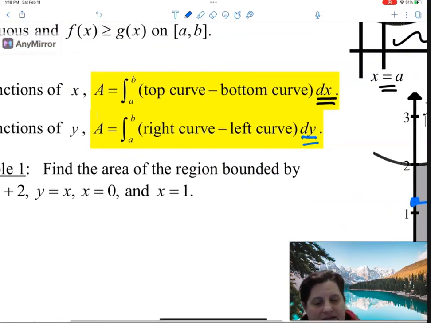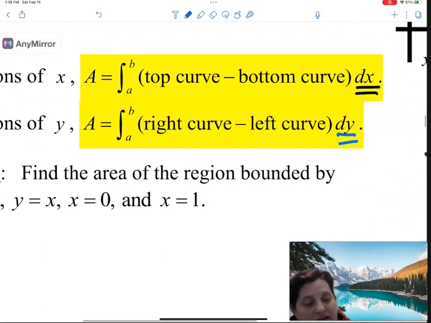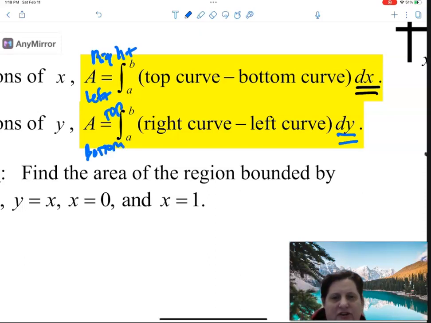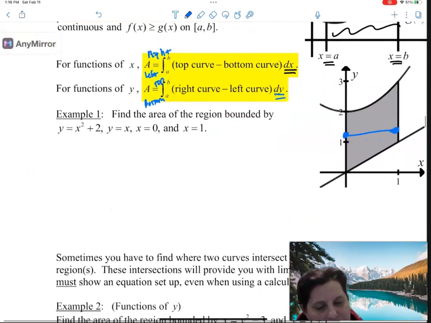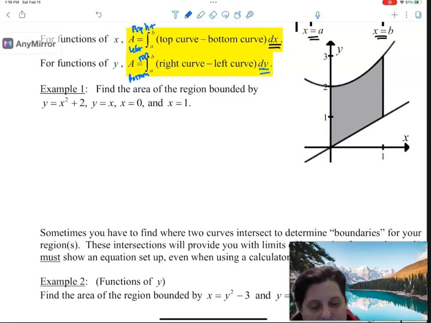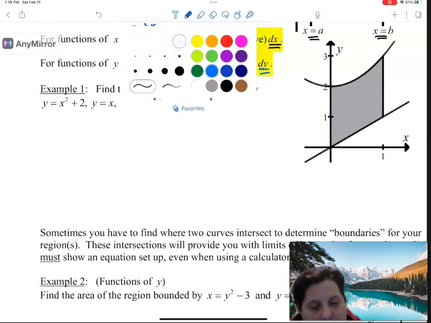Now, if we do it as a function of y, instead of top minus bottom, we go right minus left. And then from here, instead of left to right, guess what we do? We go bottom to top. All right, and I'll show you guys some examples of that. So let's look at this first question, though. It would definitely make the most sense, for example 1, to do this as a dx.